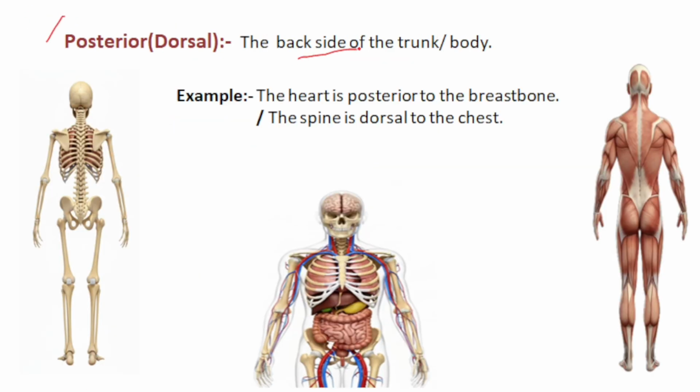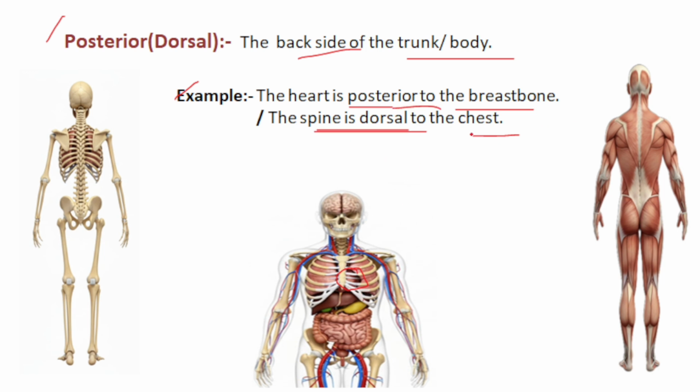The backside of the trunk or the body of the human is called posterior or the dorsal position of a human body. For example, the heart is posterior to the breastbone or the spine is dorsal to the chest. You see in this picture that the heart is present behind the breastbone. So that's why it's called that the heart is posterior to the breastbone.